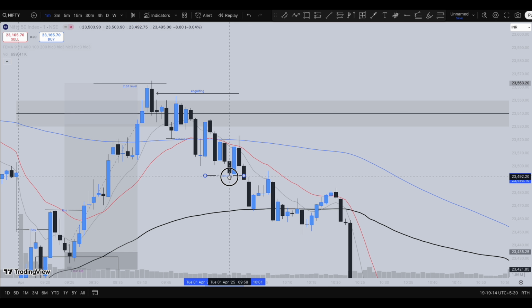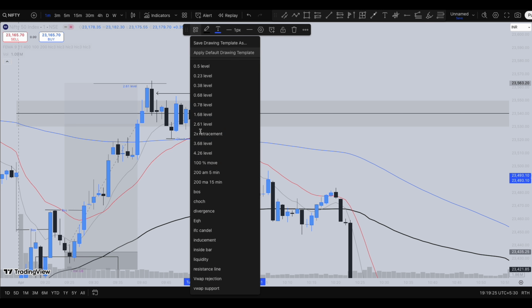Or you can consider this structure, which actually broke rejection of price from the 200 moving average and the 21 moving average and the 9 moving average, and the market clearly broke this structure. You can consider this to be a clear break of structure.